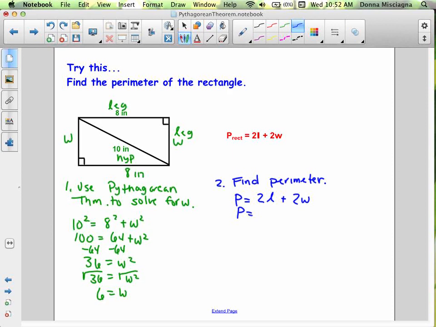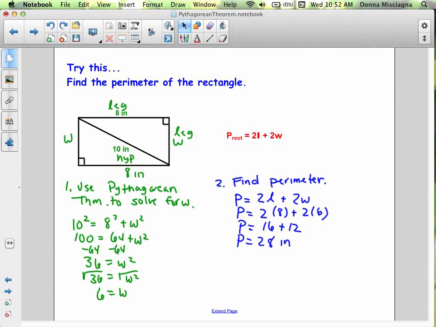So the perimeter is going to be 2 times 8 plus 2 times 6, or 16 plus 12, which is 28 inches. So there we go. We found the perimeter of the rectangle thanks to Pythagorean theorem. Let's solve another problem.